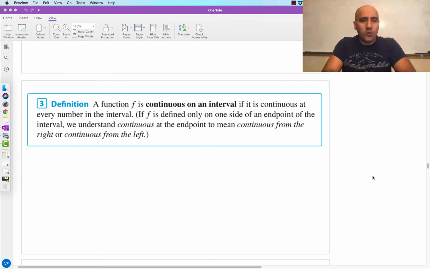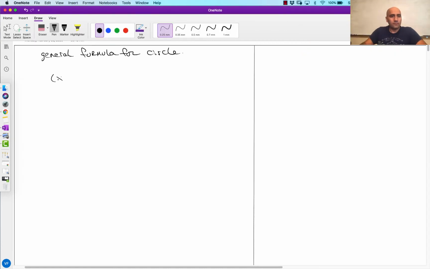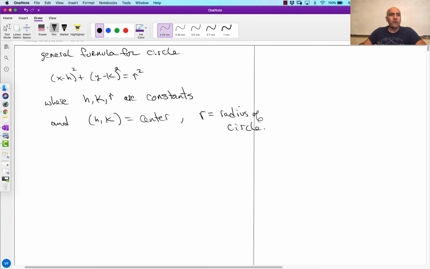Okay, to do an example involving this definition, let's go back and think about circles. So the general formula for a circle is (x minus h) squared plus (y minus k) squared equals r squared. This is where the h, the k, and the r are constants. And we know that h comma k is the center of the circle and r is the radius of the circle. Let's look at some graphs.